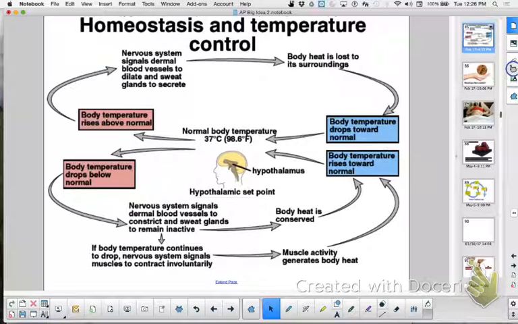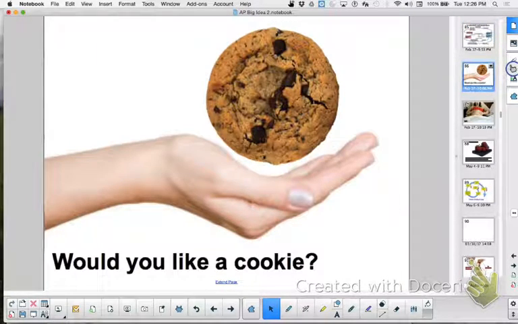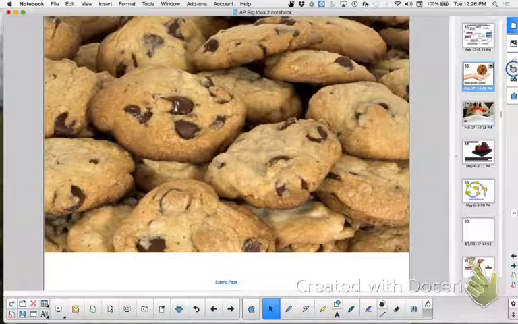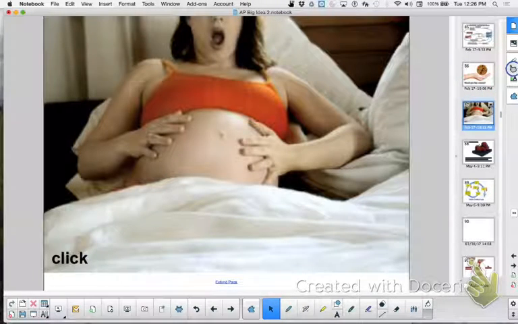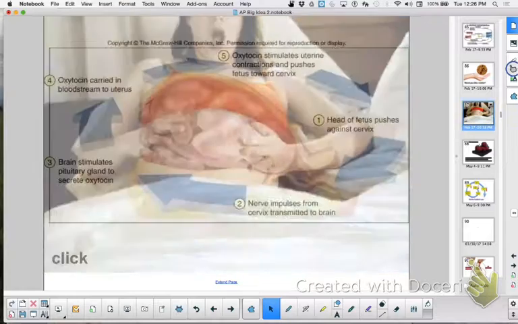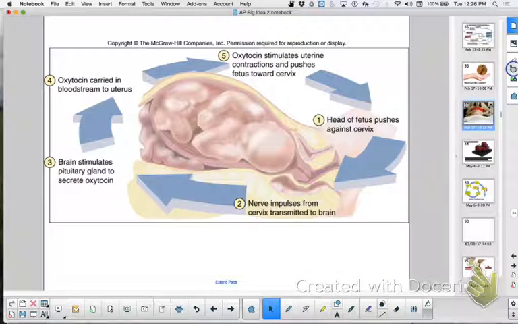Okay, and then let's talk about positive feedback. If I said, would you like a cookie, you would tell me? Maybe yes, I don't know. And so having one cookie makes you want to have more cookies, at least for me. Okay, and a good example of that is birth. And the example we looked at for positive feedback, though we're also going to look at the menstrual cycle as well.